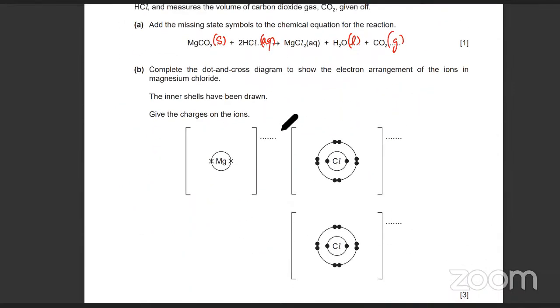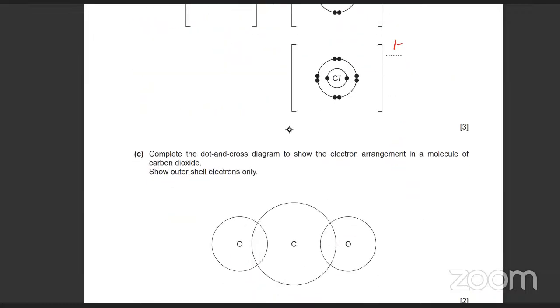Okay, come here. What's the charge on Mg? 2 plus. Okay, that's 2 plus. What's the charge on Cl? That's group 7. 1 minus. Okay, so both of them are 1 minus.